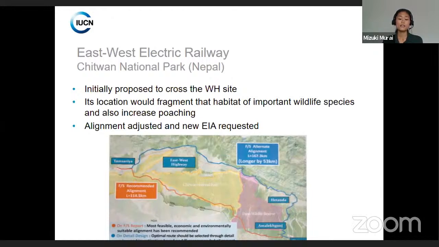The committee has requested a new environmental impact assessment for this revised alignment, and we are yet to see what that looks like and whether this project can go ahead. But this particular case study demonstrates how the World Heritage process altered the course of a transport development.